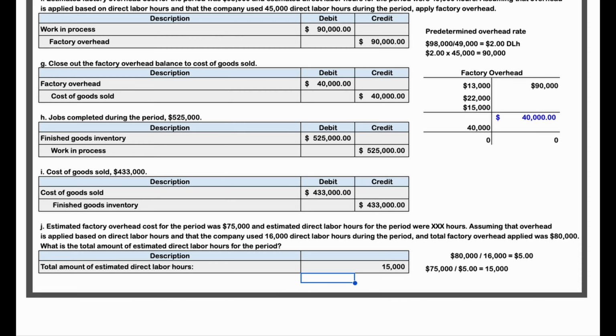The other thing that we learned in this class was how to go ahead and close out the factory overhead account. Make sure to pay special attention to that, because as we saw in the first problem, factory overhead can be under-applied or over-applied, and that T account will help us figure it out.